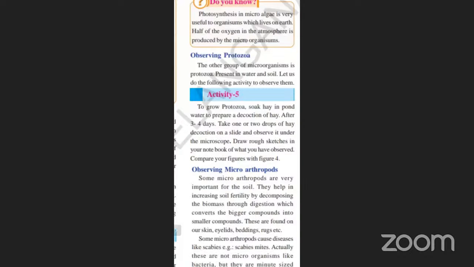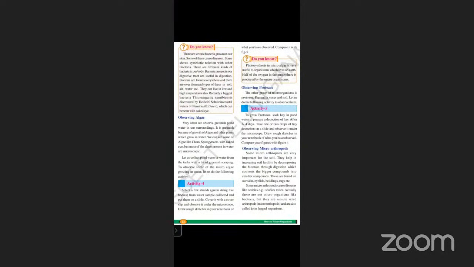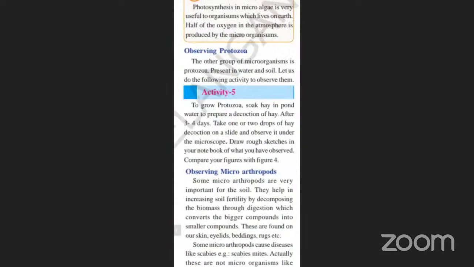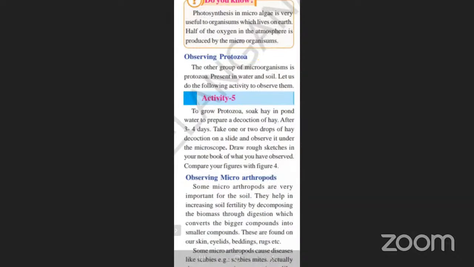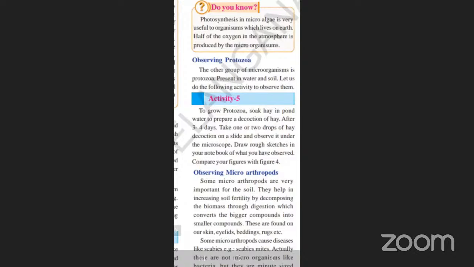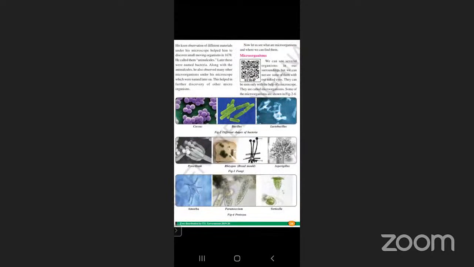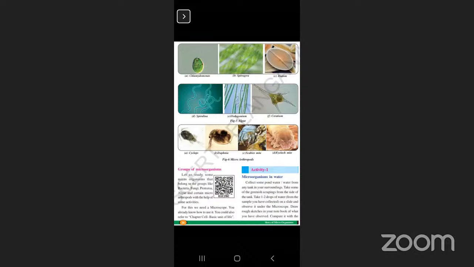Next one is activity 5, observing protozoa. The other group of microorganisms is protozoa. Let us go for protozoa. I will show you where it is. Here: bacteria, fungi, protozoa. Amoeba, paramecium, vorticella. This is a group of protozoa, also one of the microorganisms groups.